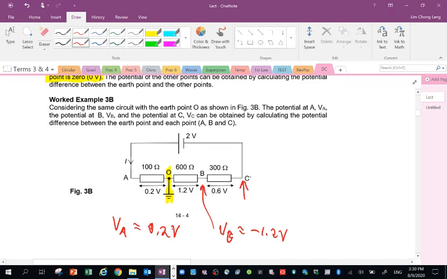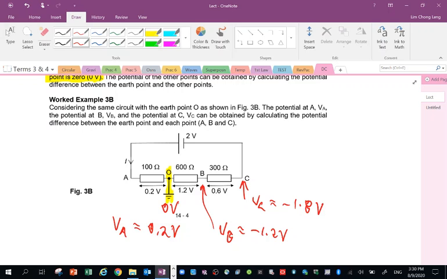Potential at C is 0.6 volt below the potential at B, and it is actually 1.8 volt below the potential at O. If you look very carefully, point C has a potential 1.8 volt below the potential at O, which is 0. Earth is 0 volt. But the PD remains the same. The PD across resistors 1, 2, 3 remains as before.